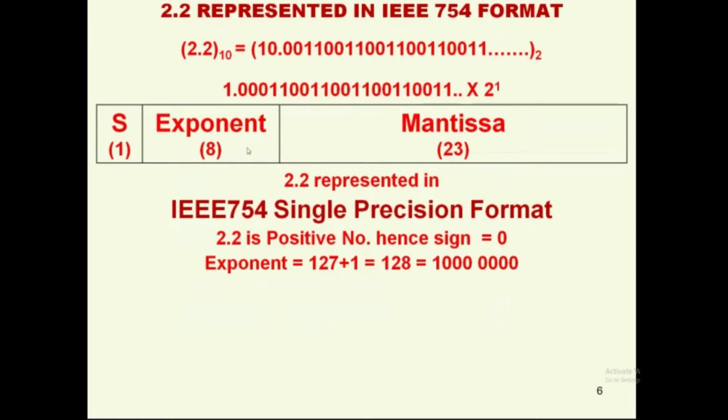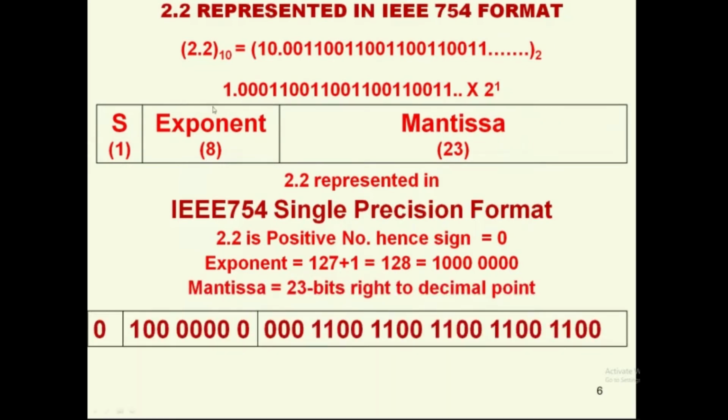Then the remaining numbers from the decimal point, remaining 23 bits are the mantissa bits, which have to be written like this. So sign bit is 0 and the exponent is 128, which is 80, 10000000, and the remaining bits 000 next to the decimal point. Remaining 23 bits will become the mantissa bits when it is represented in hexadecimal equivalent.